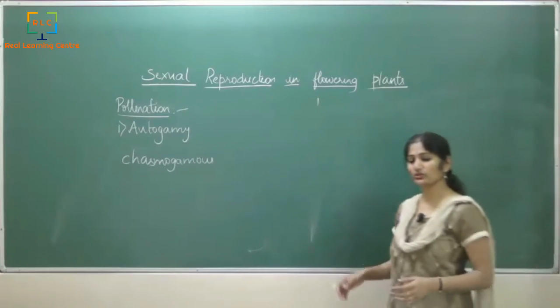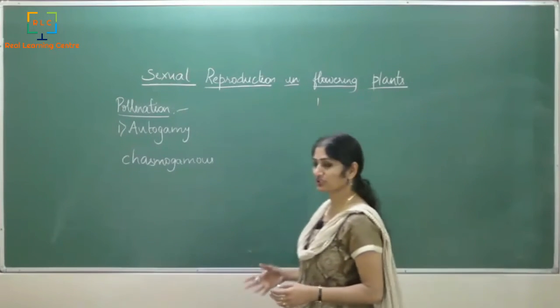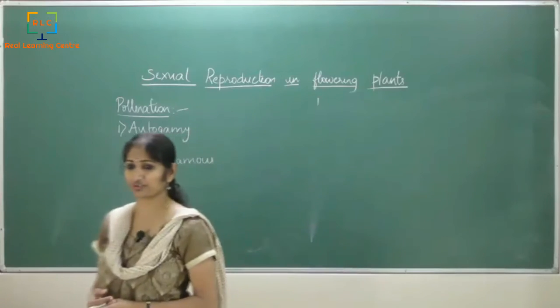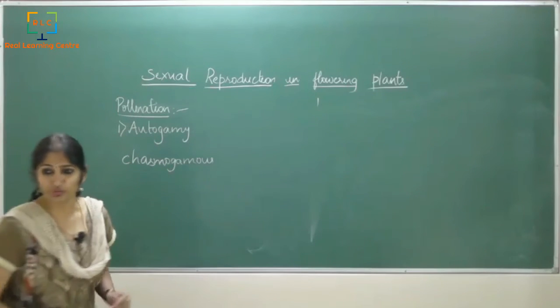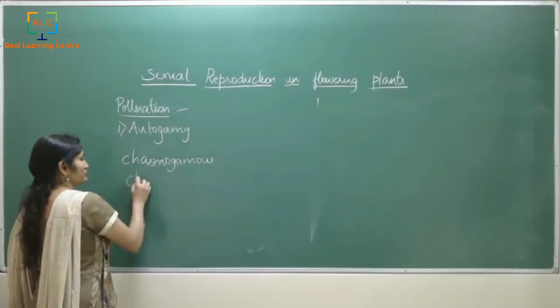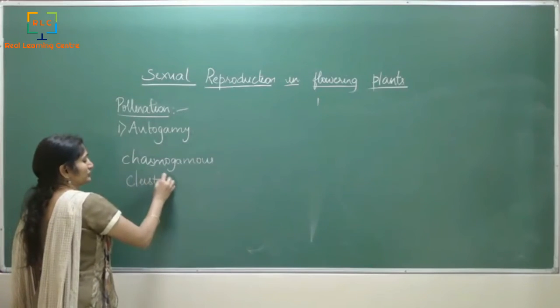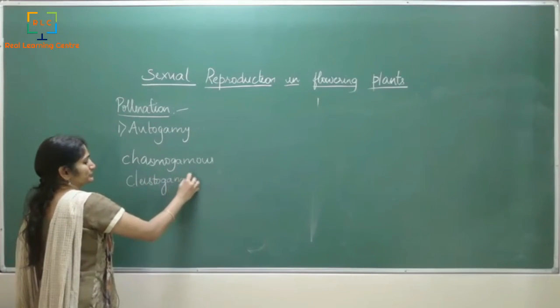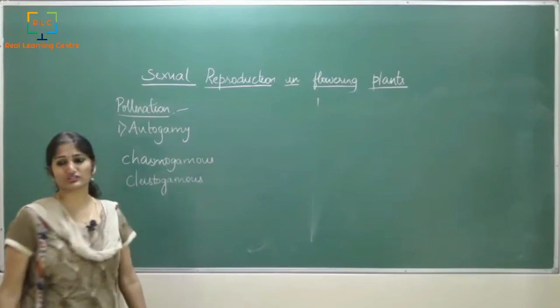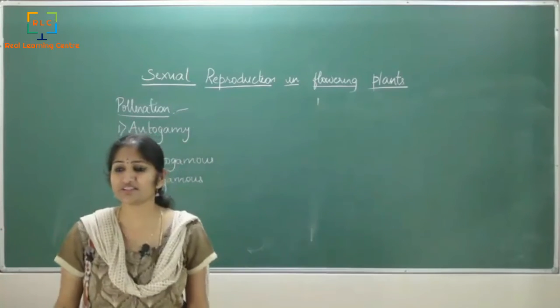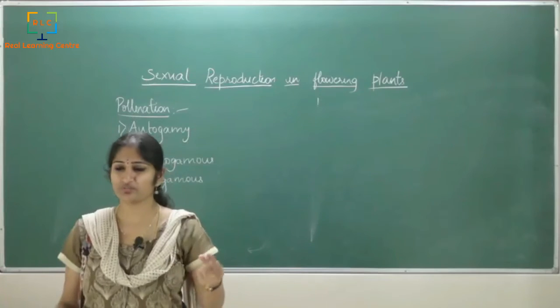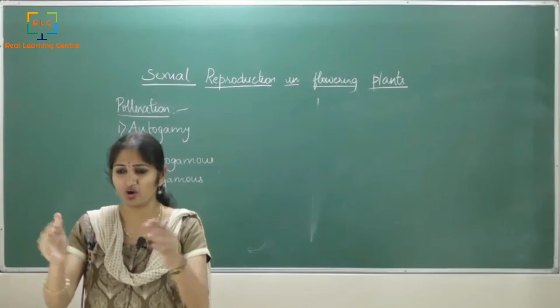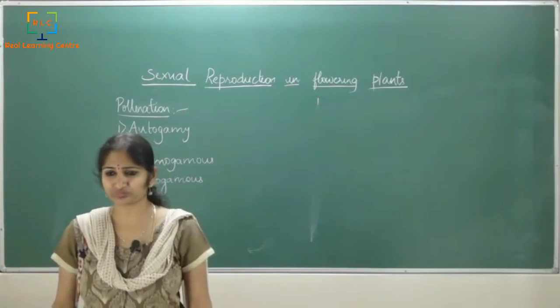Chasmogamous are basically the flowers which open up, which bloom. And when they bloom, what would happen? They are exposing the male and the female gametophyte. Whereas many times you see that they would be closed also. We call such flowers cleistogamous. Cleisto means closed. So cleistogamous basically means that they are closed all the time and they do not open.